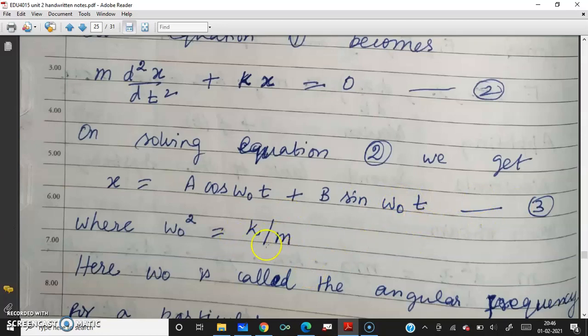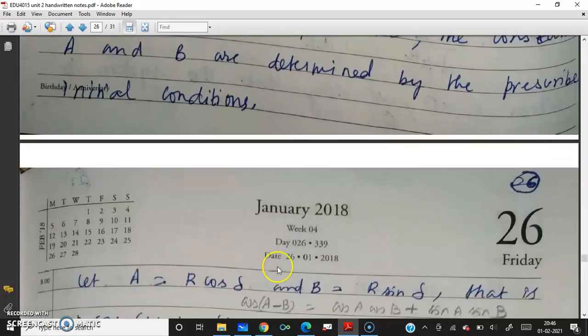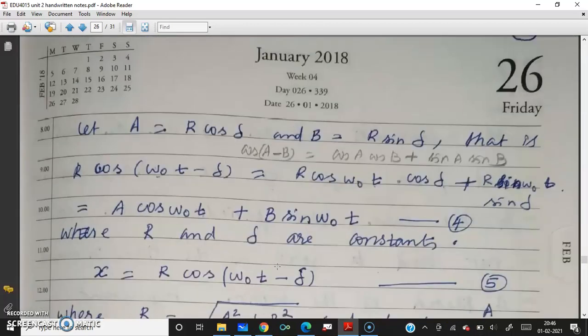Okay, what is omega square? It is k by m. Hence, here the omega naught square, right? Everywhere omega naught. Omega naught is called the angular frequency for a particular problem. The constants a and b are determined using the initial conditions; you can find a and b.